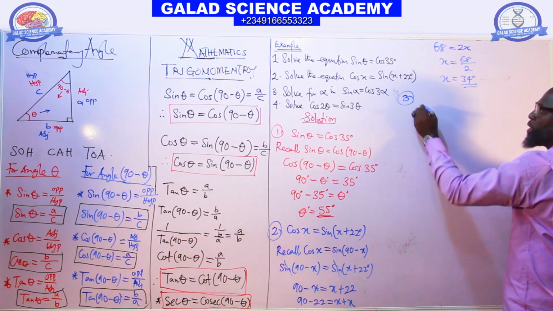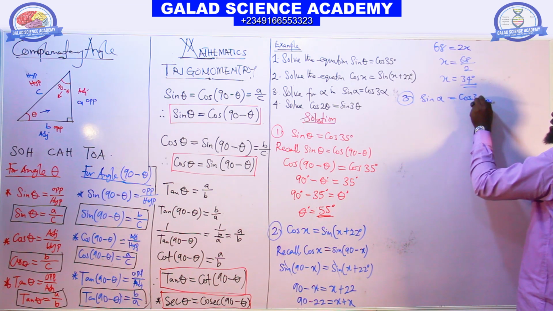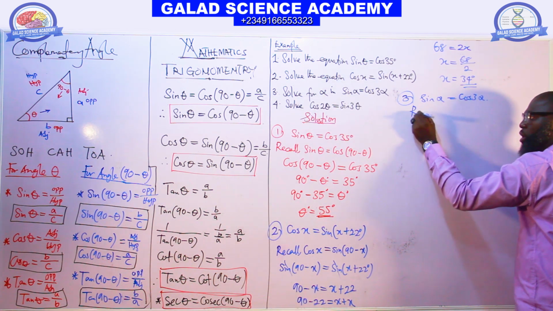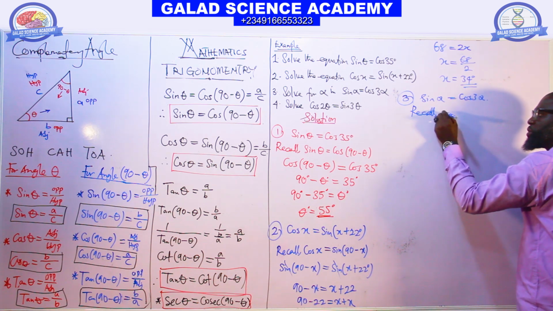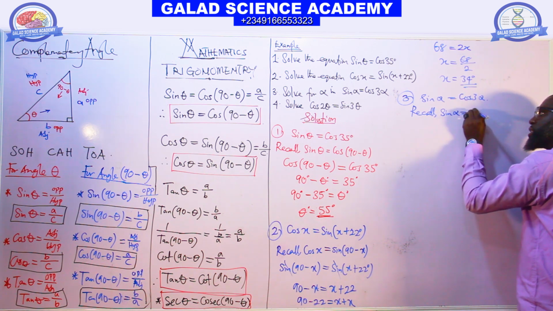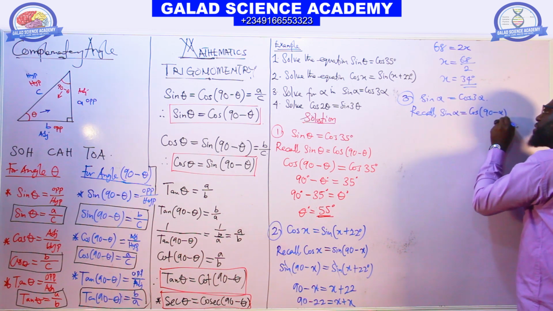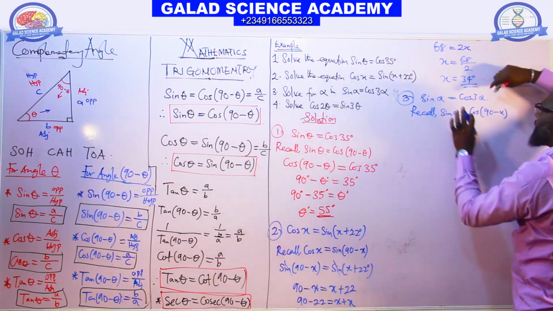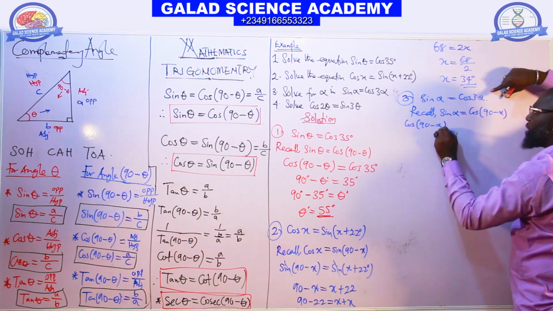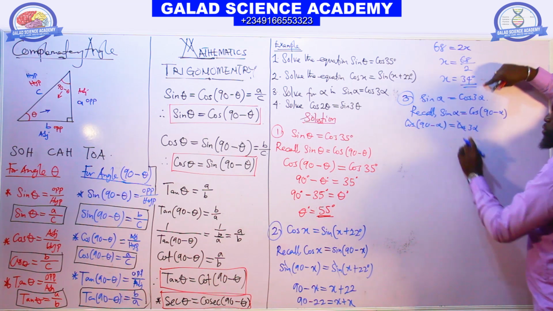Question number 3. We are given sine alpha equal to cos 3 alpha. If you are given it like this, recall from trig that our sine alpha is equal to cos of 90 minus alpha. So since sine is equal to this now, equate these two together. We have cos of 90 minus alpha equal to cos 3 alpha.